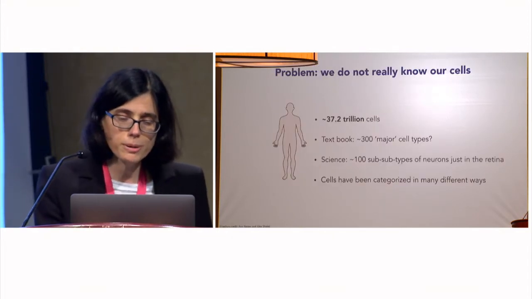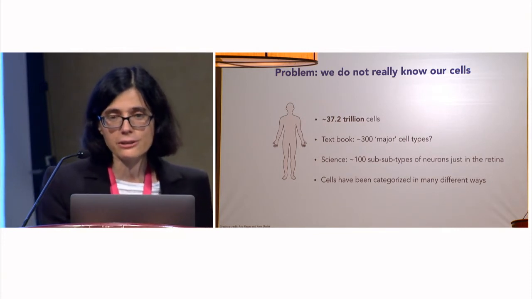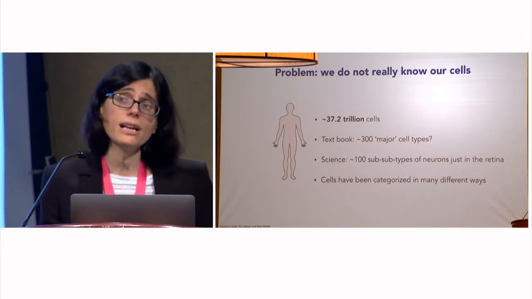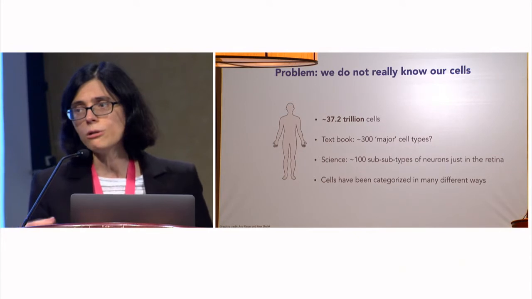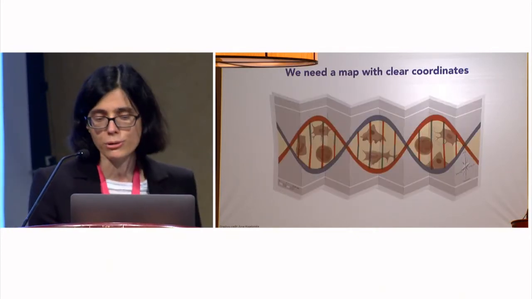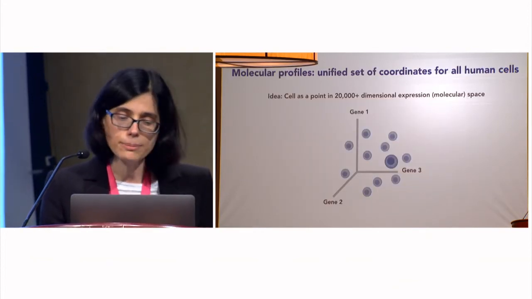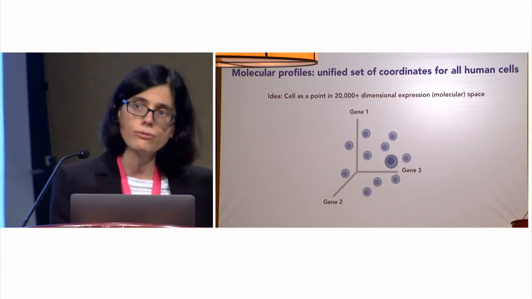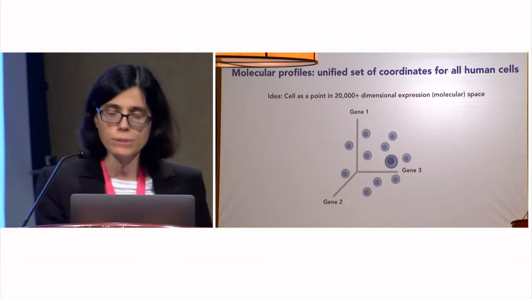And of course, the only problem with that is that we don't actually really know all of our cells and what are their molecular characteristics. And there's an additional problem, which is cells have already been categorized in many different ways based on their structures or where they're located or what functions they have. And so it would be lovely if we had some joint map or unified set of coordinates. And I think it's well accepted that gene expression levels and other types of molecular profiles can provide these unified coordinates such that each cell will be a point in this high-dimensional space.